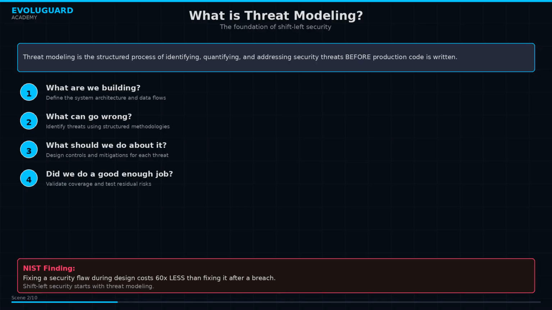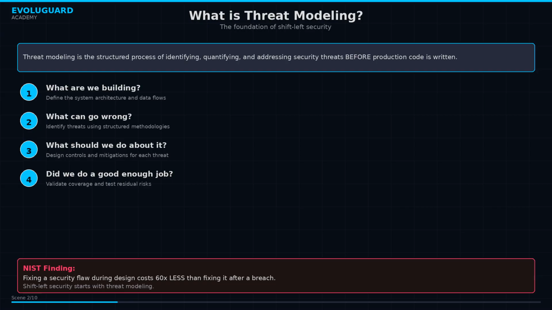So what exactly is threat modeling? Threat modeling is the structured process of identifying, quantifying, and addressing security threats in a system before a single line of production code is written. It answers 4 fundamental questions. 1. What are we building? 2. What can go wrong? 3. What should we do about it? And 4. Did we do a good enough job?